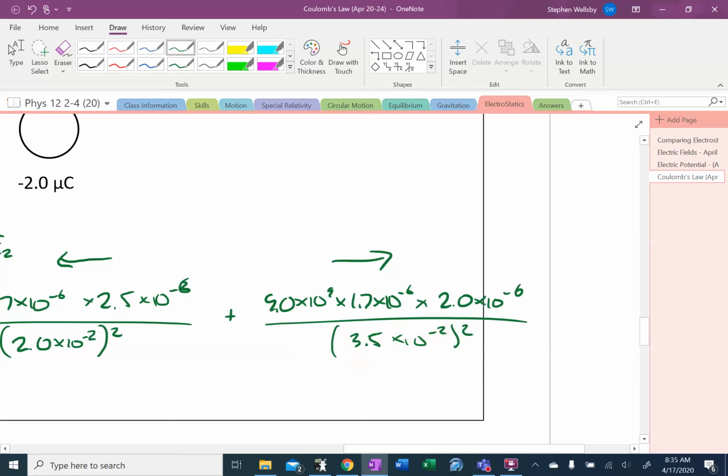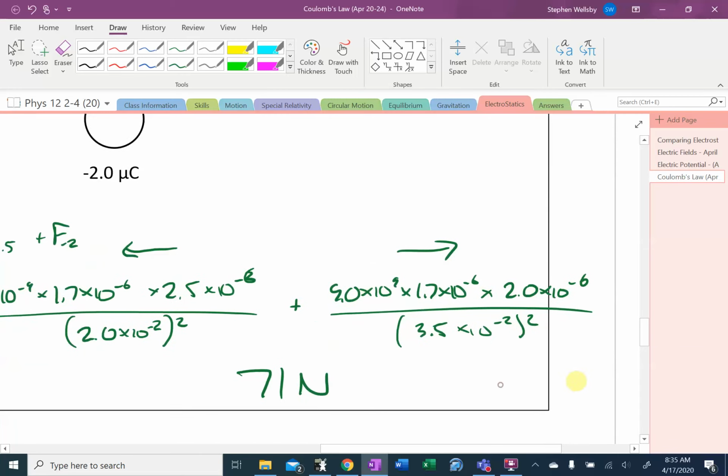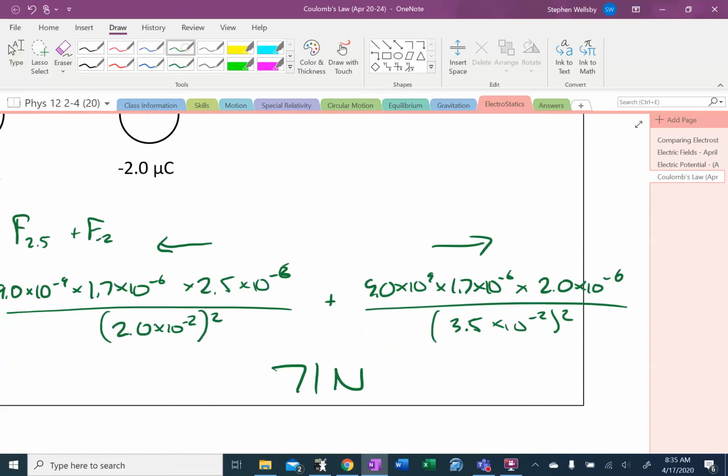So I'm not going to do the calculations on my calculator. That's going to take too much time, but I will say that it's going to be 71 newtons overall. You can plug this in yourself. It should come up to 71 newtons, and then the question you have to ask yourself is, what's the direction?